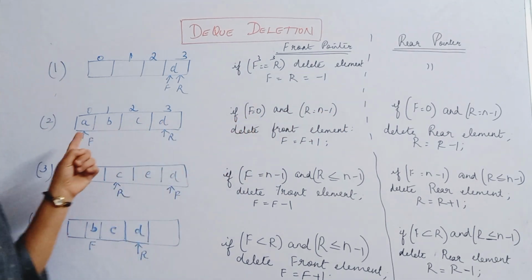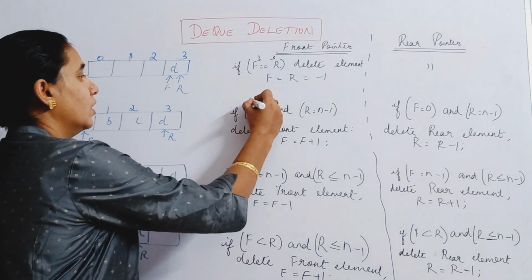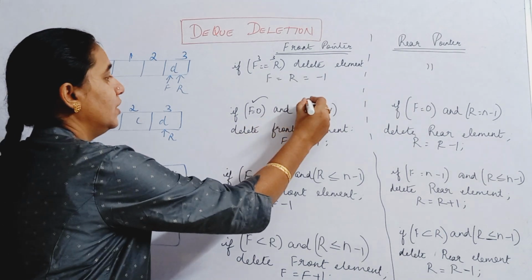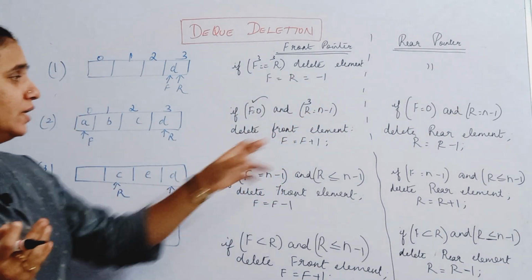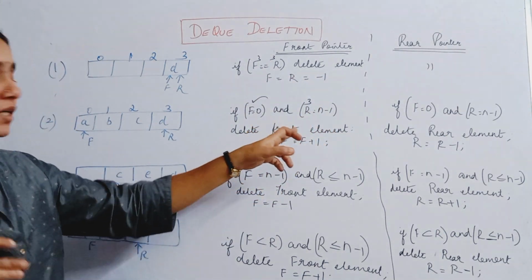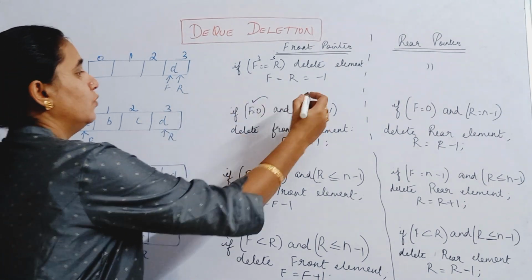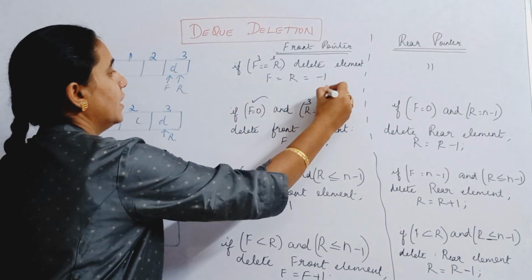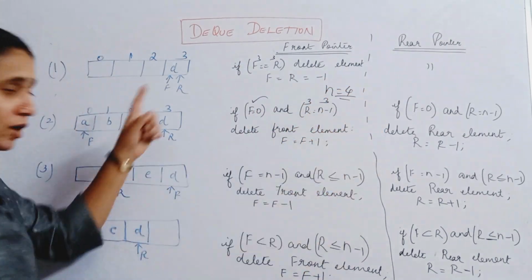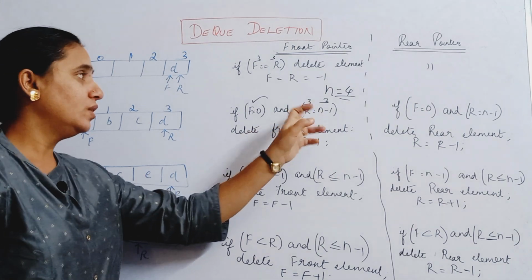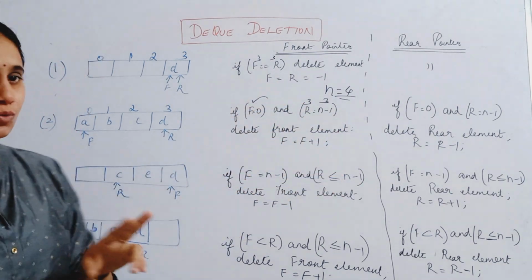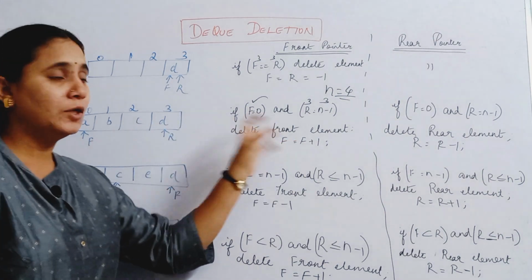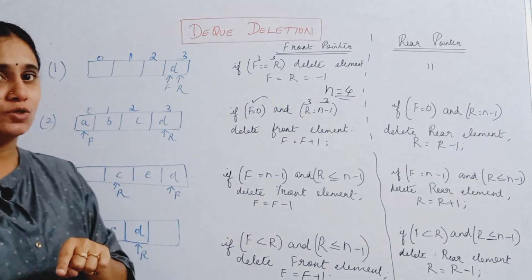What is the f value? Is this true? Yes, this is true. And what is the r value? r is equal to n-1. What is r? r is 3. For example, n is the size, which I have said already. So n is, for example, 4. So 4 minus 1 is 3, right? See friends, n is equal to 4 here according to this data structure. So 3 is equal to 3. So this condition is true. So the meaning is the Deque data structure is full.